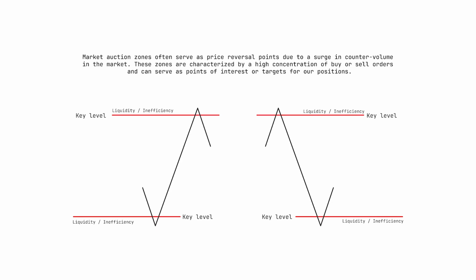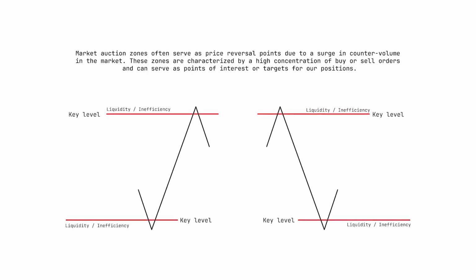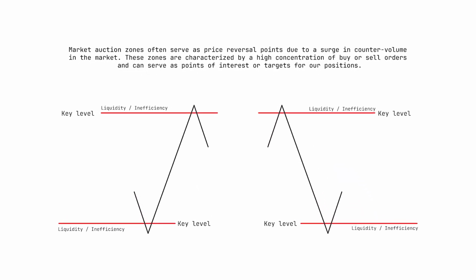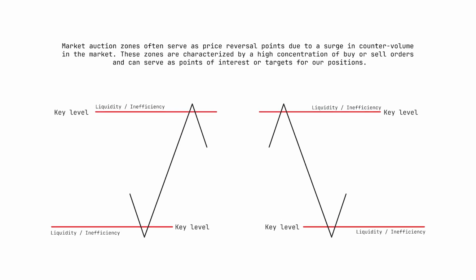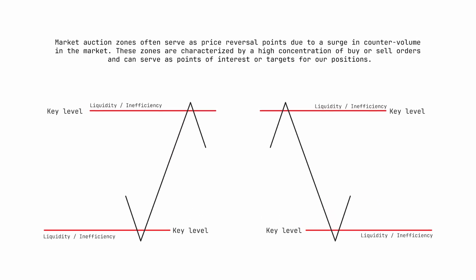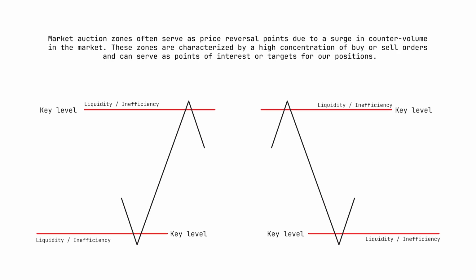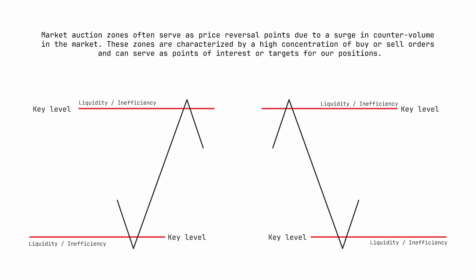Market auction zones often serve as price reversal points due to a surge in counter volume in the market. These zones are characterized by a high concentration of buy or sell orders and can serve as points of interest or targets for our positions. They are divided into two types.